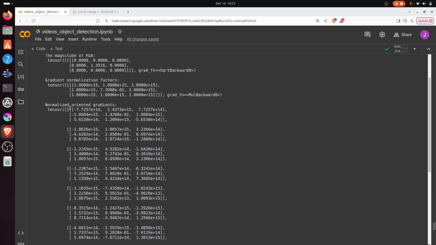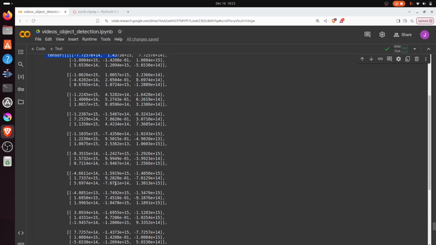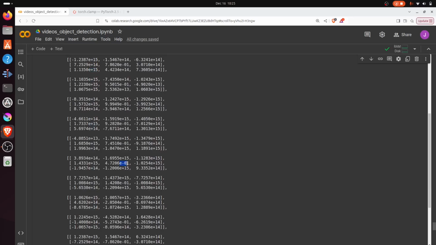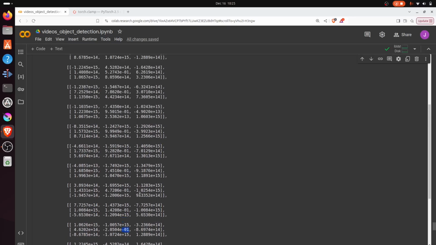Okay, so we have applied the normalization factor to the actual oriented gradients. All right, so we have this result. As you can see, most of these numbers are multiplied by a factor of, say, 10 to the 14, 10 to the 15. Except certain exceptions, like this one, times 10 to the minus 1, and here again, but most of them are multiplied by a huge factor.